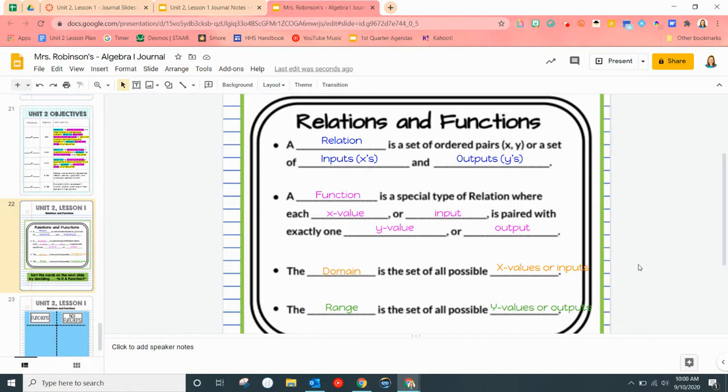That's all it means. So there's some vocabulary, and we will talk about this over and over again. We're going to use these words all year long. Input, output, function, domain, range. That's just a little overview.